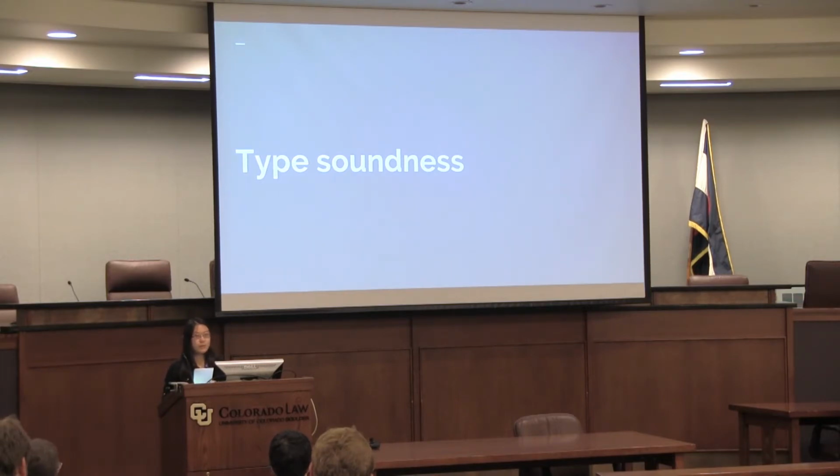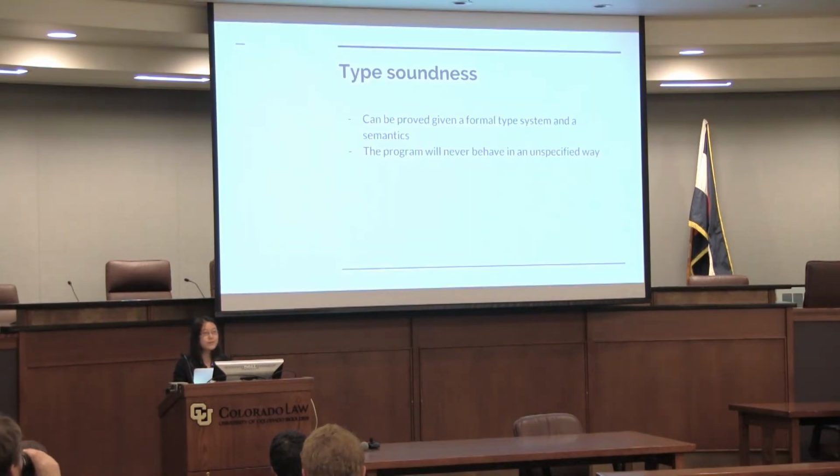So if we think back to the motivation behind type systems, which is guaranteeing good behavior, we remember that there are properties we want to prove about our type systems. And one really fundamental property is called type soundness. Type soundness is the formalization of the property for good behavior. You can prove it as long as you have a formalized type system and a semantics for your language. The intuition for what type soundness says is that your program will never behave in an unspecified way. So you won't ever have some execution pattern that you did not specify in your semantics.